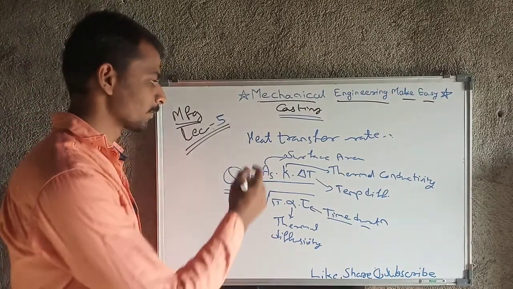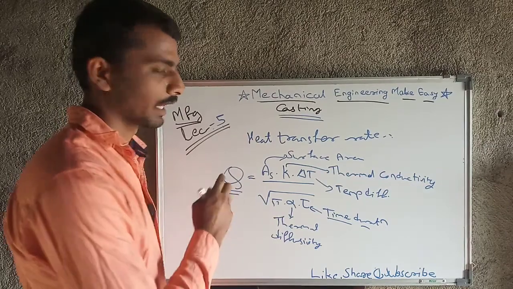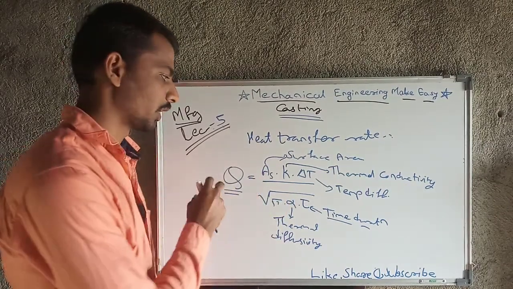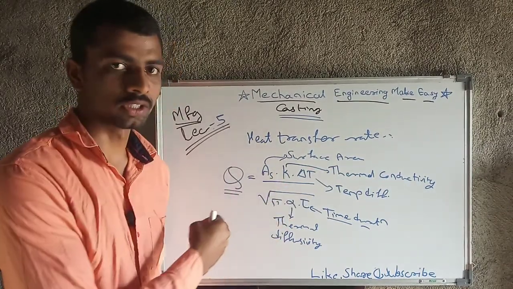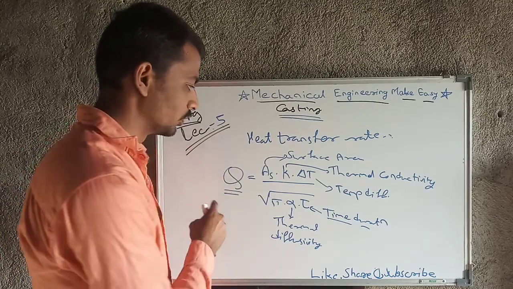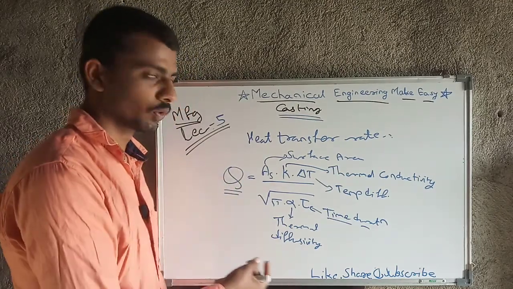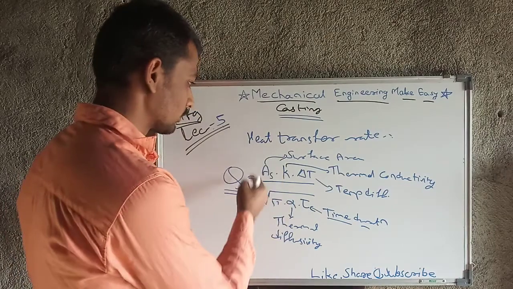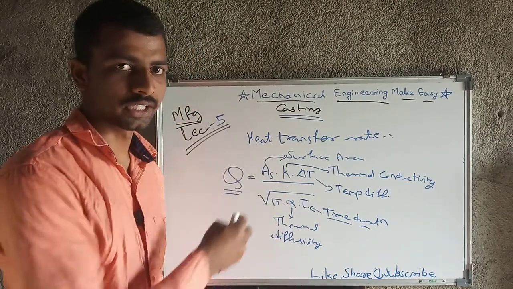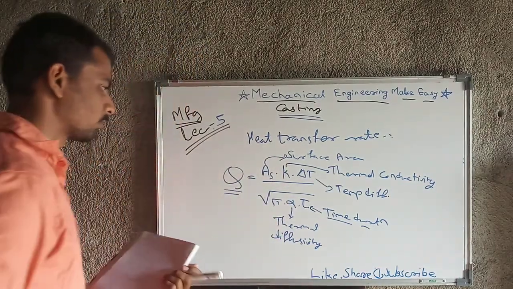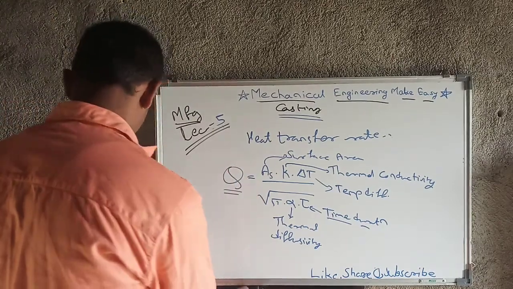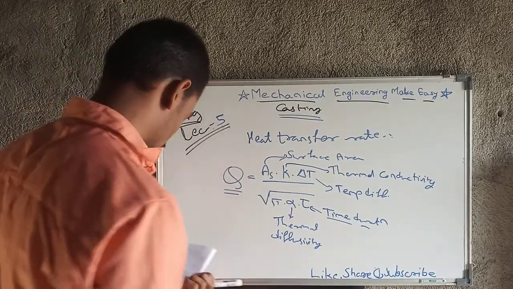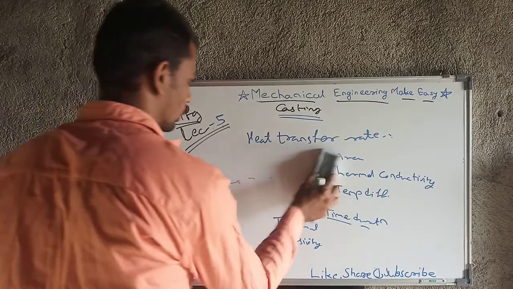In GATE, they are going to ask you to calculate heat transfer rate, and they will give a number of terms, or they will give the heat transfer rate value and tell you to calculate the surface area. Likewise, they can ask you any question, so you should prepare for that and note down this formula. Then heat to be removed.